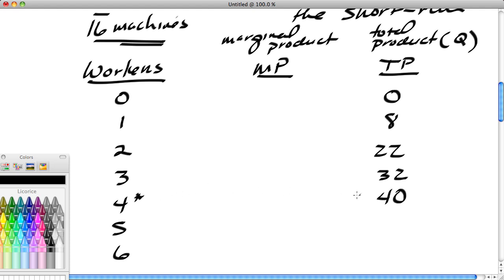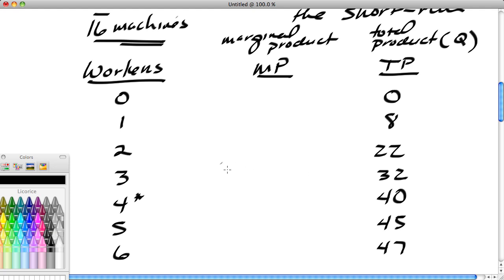We said that if you have 4 workers and 16 machines, you're able to produce 40. That was the original output goal of the firm. 5 workers and 16 machines can produce, let's say, 45. 6 workers and 16 machines can produce, let's say, 47. We see something happening here.